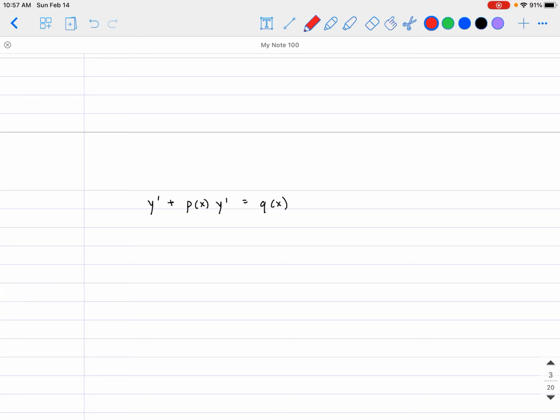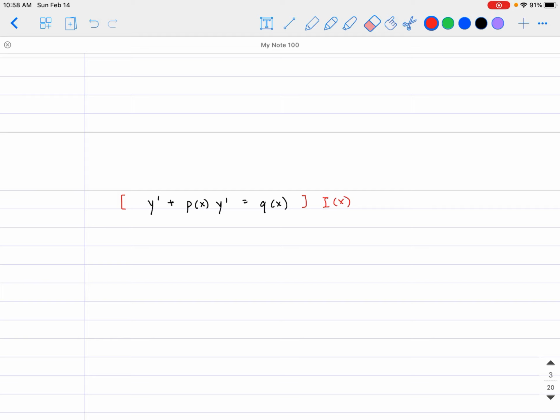Here's what I'm going to do. As we said, I'm going to multiply both sides by I of x, where I of x is supposed to be my integrating factor. Actually, I'm sorry, I of x is not the integrating factor, it's a part of the integrating factor. Just like before, I want to derive the equation for I of x that I need to multiply to both sides, so I'm going to multiply that to both sides.